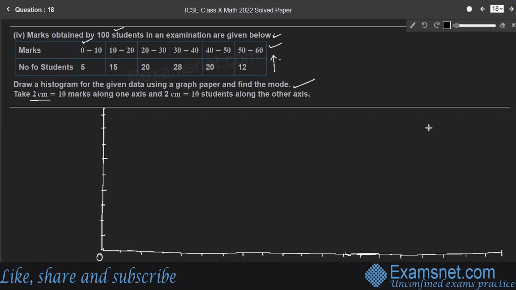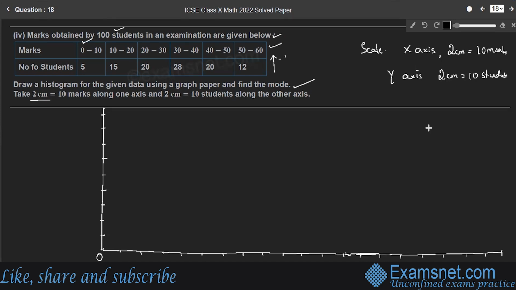Here, let us take the scale. Along the x-axis, 2 centimeter is equal to 10 marks. Along the y-axis, we are taking the number of students, so 2 centimeter is equal to 10 students.